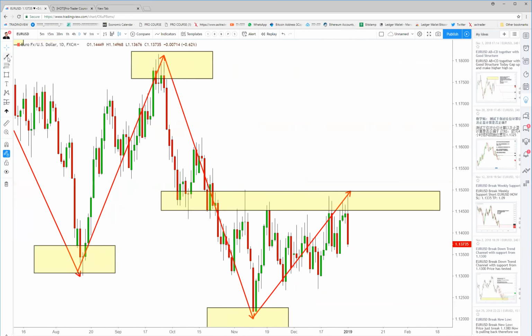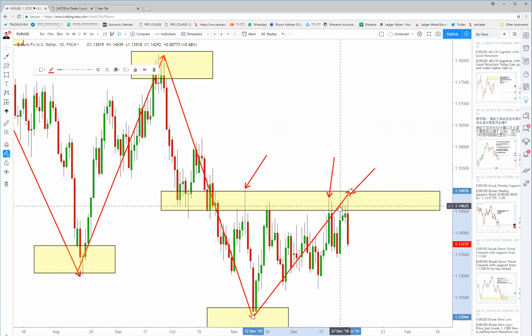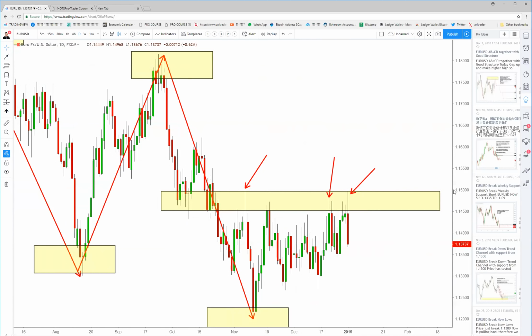All right, we can see this pin bar here, and this pin bar here, and this pin bar today. So this actually tells you that 1.15 is the recent limit, the sky limit, the ceiling.